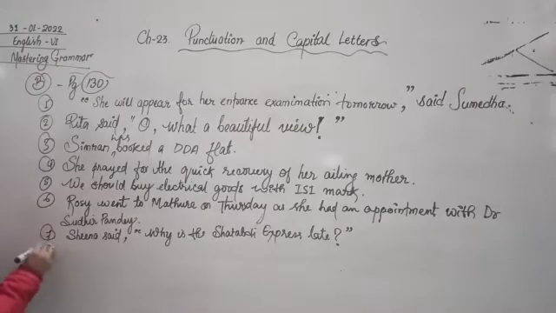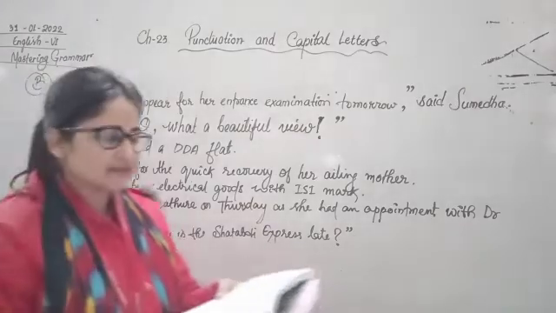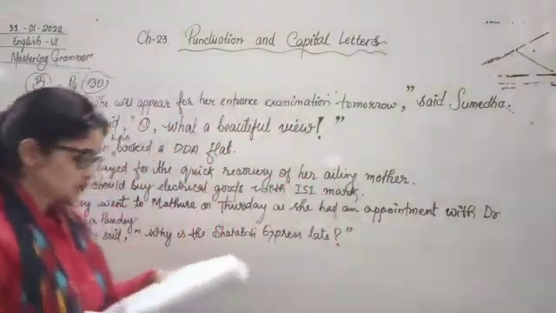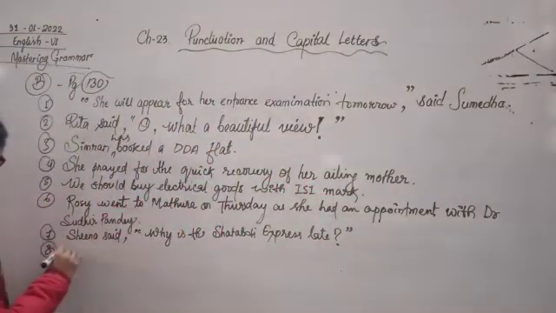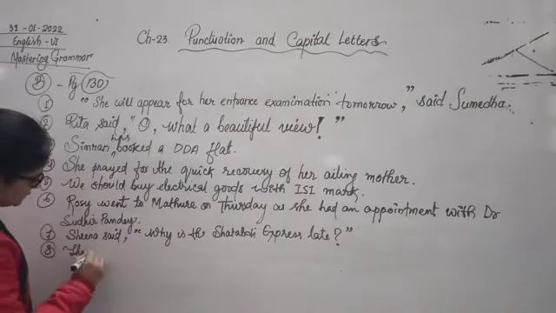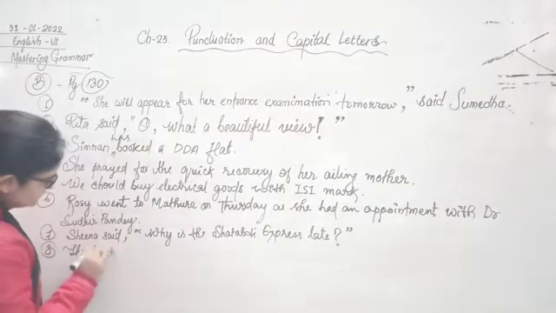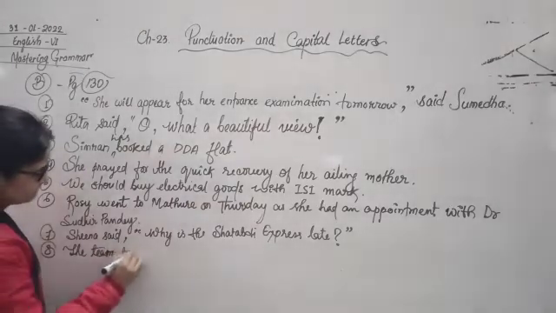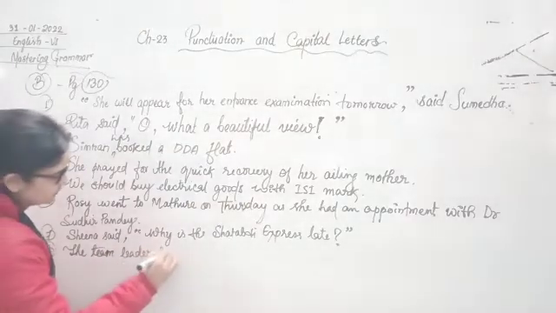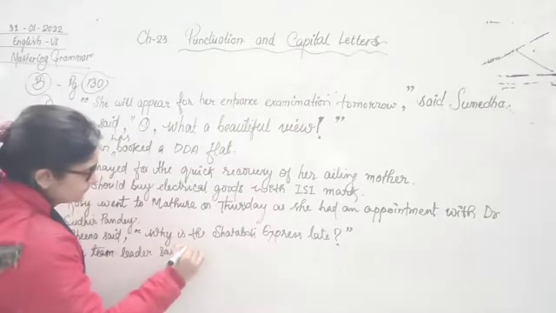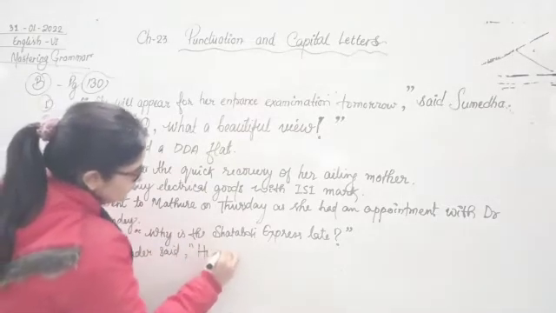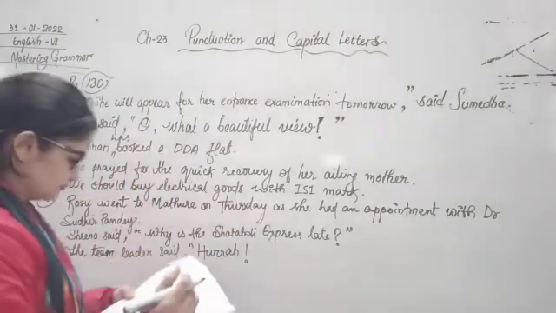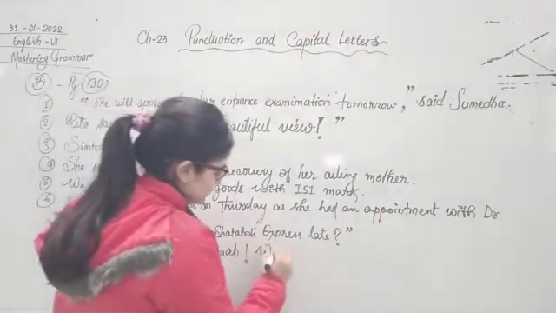Number 8. The team leader said, hooray, we won the match, we won the running trophy. So the team leader said, then comma, hooray, then we have this exclamation mark, we won the running trophy.